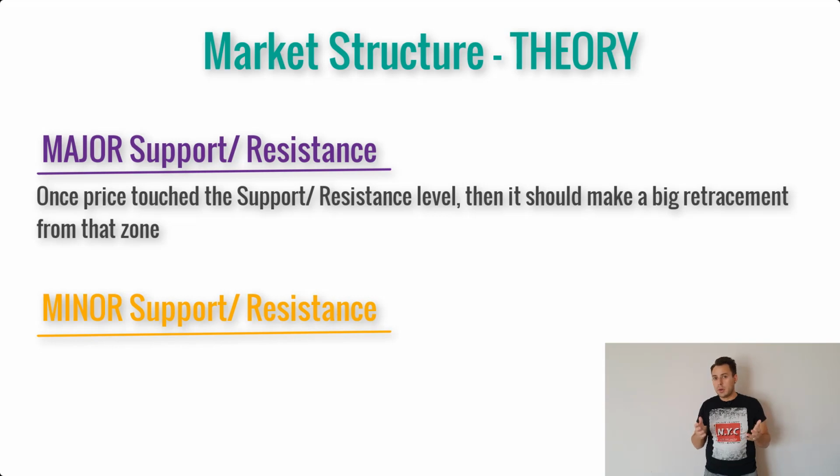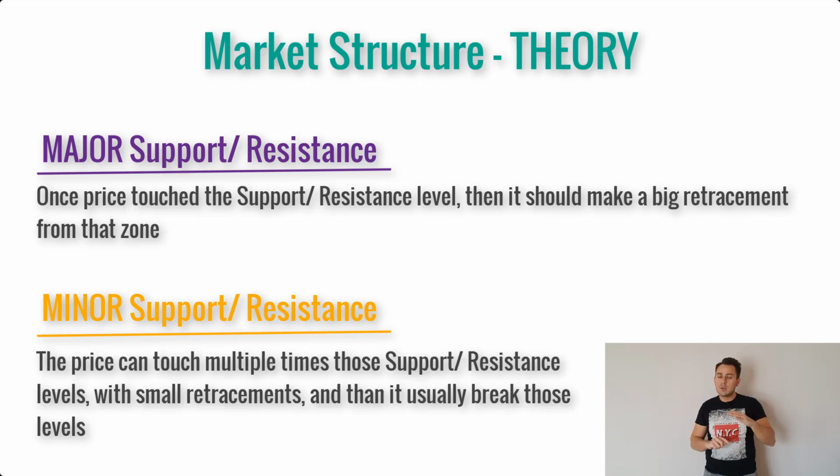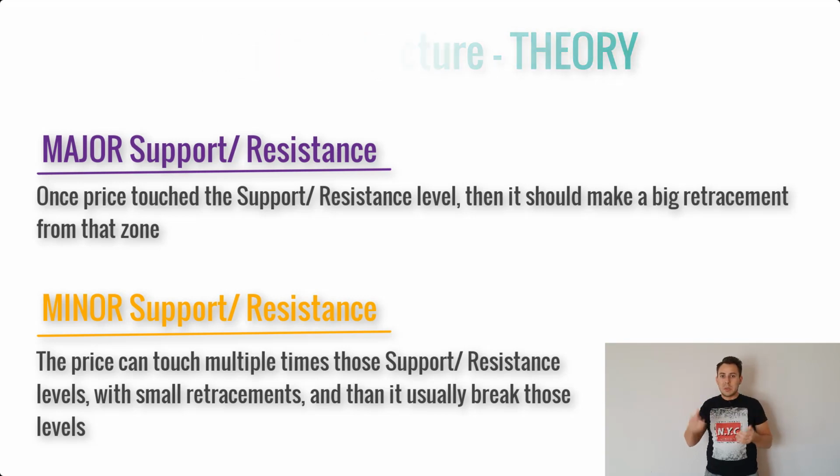Well, minor support and resistance levels are those levels where price comes up, bounces off it, just does a quick retracement, and then keeps going further. Those are the minor support and resistance levels. Now, let's see all this on a chart. And obviously, it's going to be more visual, not just me talking.